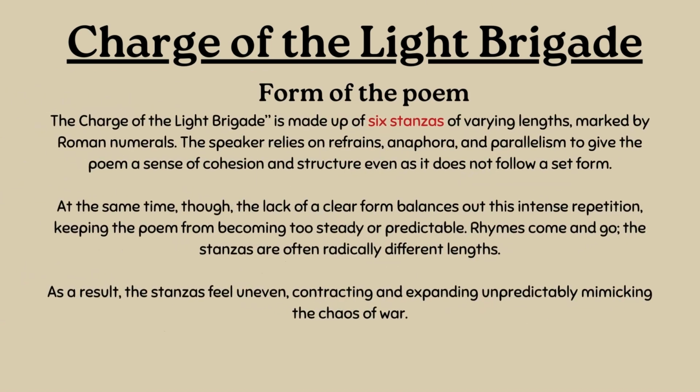The Charge of the Light Brigade consists of 6 stanzas of varying lengths, marked by Roman numerals. Each stanza is like a little chapter in the story of the Light Brigade and its doomed mission, though the language throughout the poem is very repetitive. The speaker relies on refrains, anaphora, and parallelism to give the poem a sense of cohesion and structure.